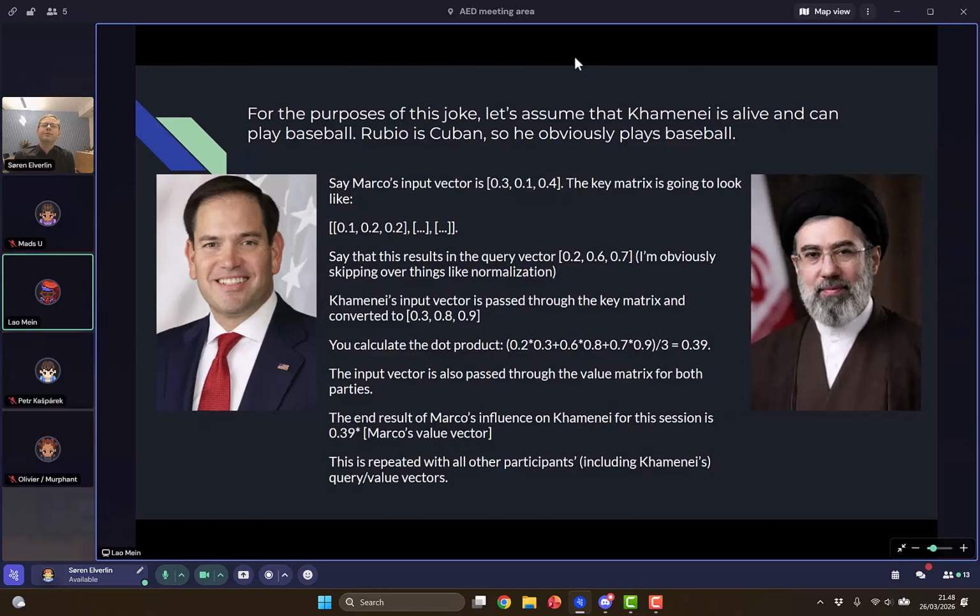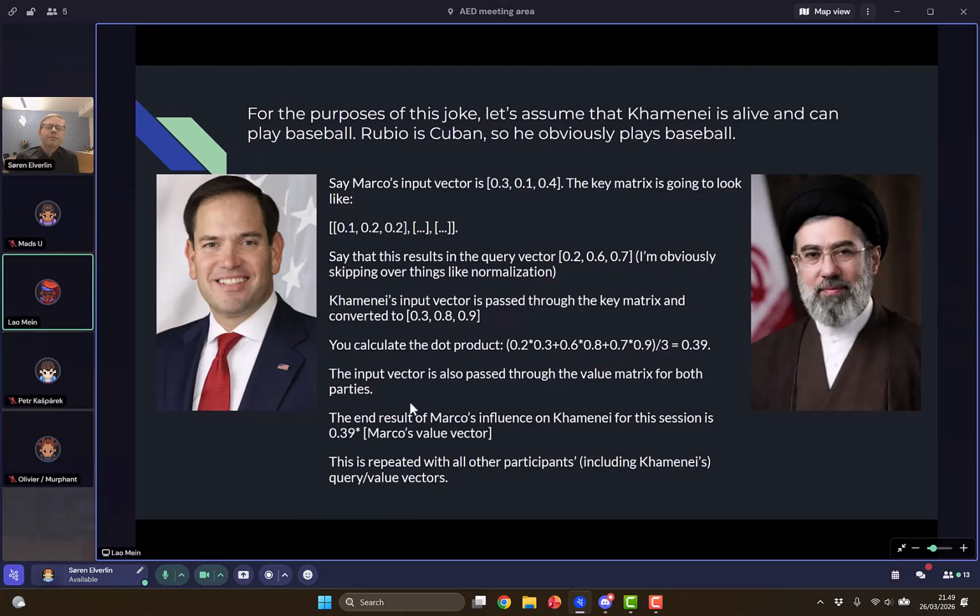So, okay, Marco Rubio, he's Cuban. Obviously, he can play baseball. Hamane probably can't, but for the purposes of this joke, let's just say he does. So, Marco Rubio's input vector is like this number, and then you multiply that by the query matrix and you get this query vector, and then Hamane's input vector is converted through the key matrix on the same attention head into this, and then you calculate a dot product. Hey, I did it right this time.